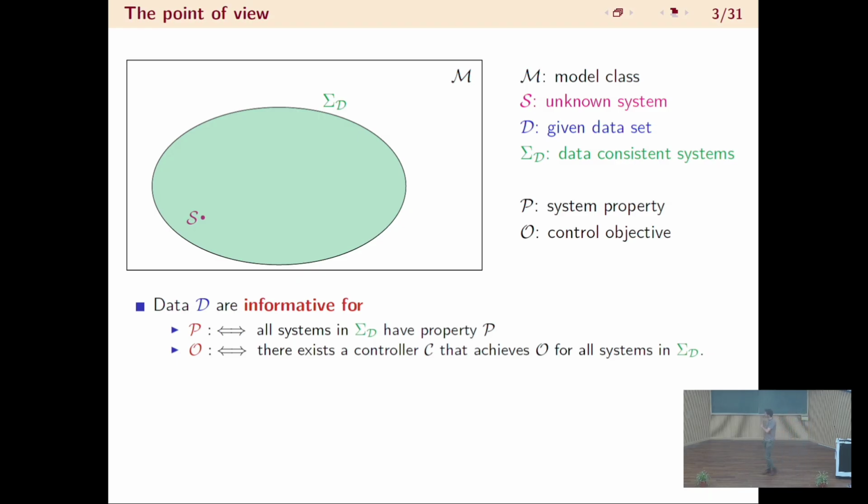Similarly, we call the data informative for control objective O if there exists a single controller, C, that achieves this objective for all the systems in sigma D. And so there the goal is to find a single controller that works for all these systems consistent with the data. And I view data-driven control design as using the data D to find such a controller C that works for all these data consistent systems.